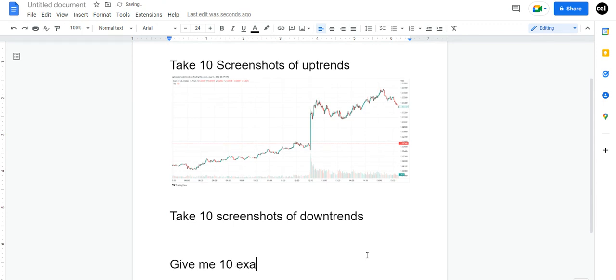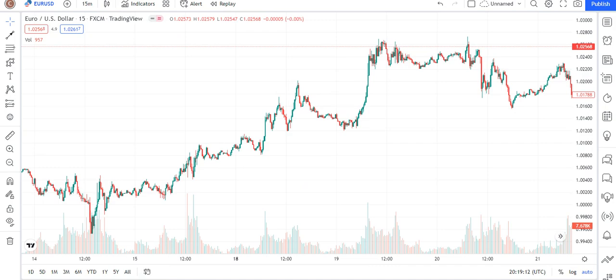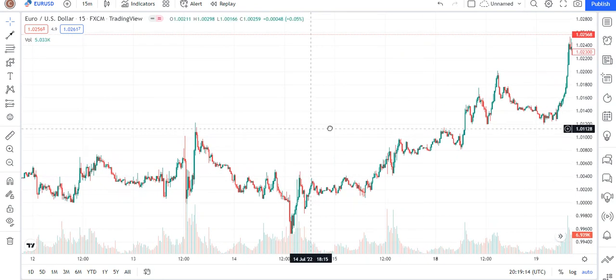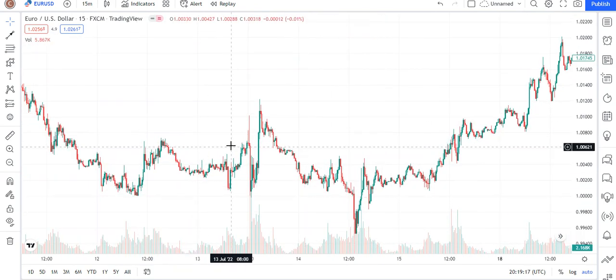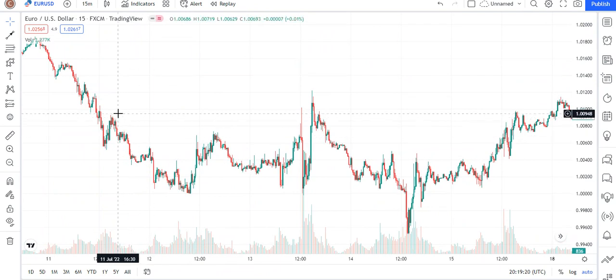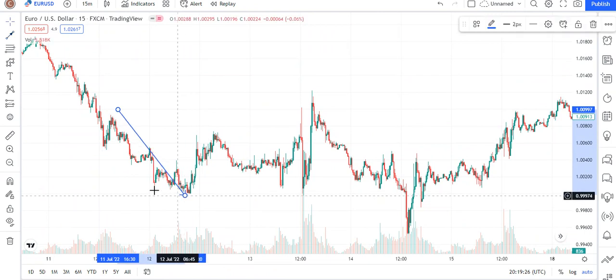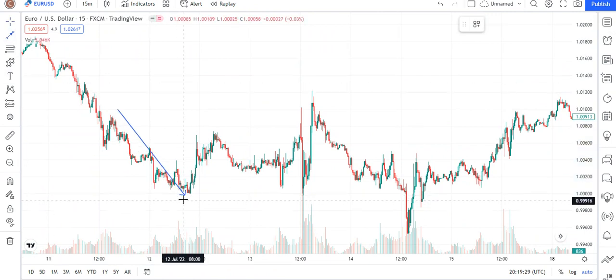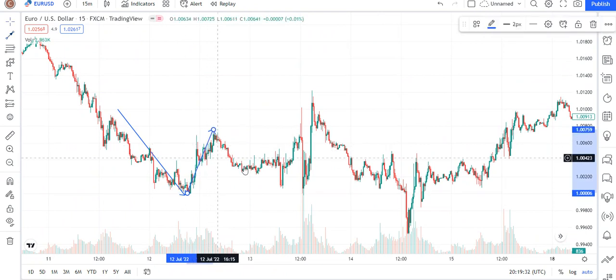And then give me 10 examples of a range, by showing the top and the bottom. The way you do this one is that you go to a chart and look for a range. For example, now this is a range. It went down to here, then it went up to here before you continue down. So this is one range.